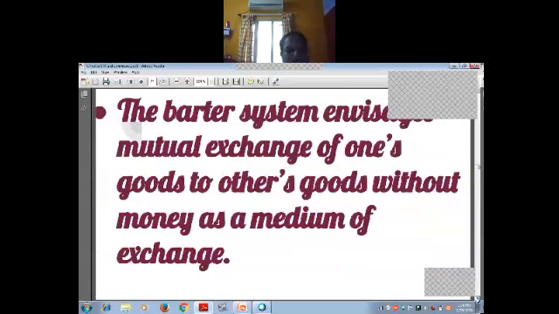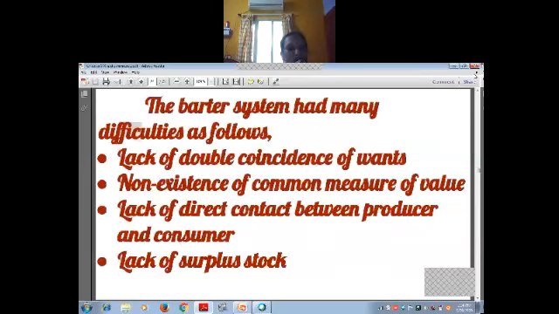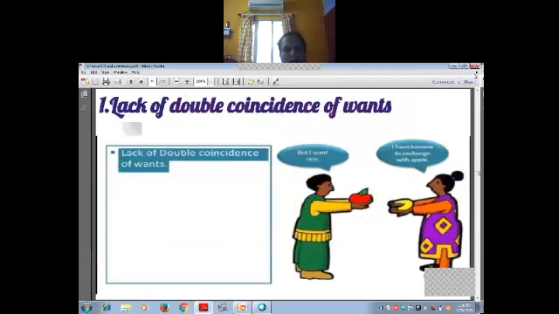And then constraints of the barter system. Why are we not following that barter system? The barter system envisages mutual exchange of one good for another without money as a medium of exchange. So without money, they exchange goods for goods. The barter system had many difficulties as follows: lack of double coincidence of wants, non-existence of a common measure of value, lack of direct contact between producer and consumer, and lack of surplus stock.